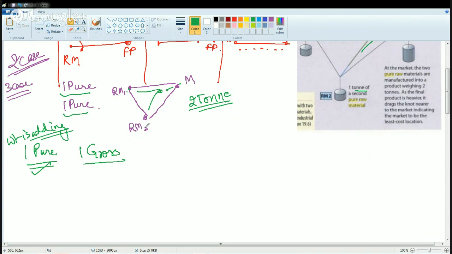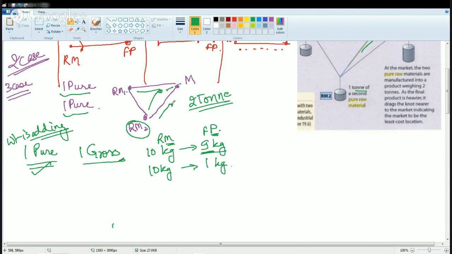The other is the gross raw material. So where would I try to locate? I would try to locate my industry closer to the gross raw material, and how close? That depends. In one case, I have 10 kg of raw material and that becomes 9 kg of finished product. In another case, I have 10 kg of raw material and that becomes 1 kg of finished product. So in the first case, since the weight loss is not that much for the finished product, I would try to push it towards the market.